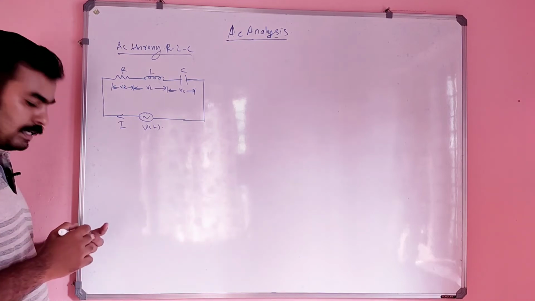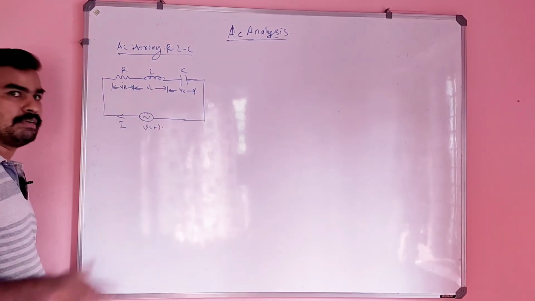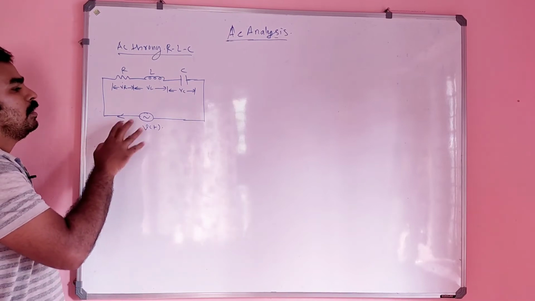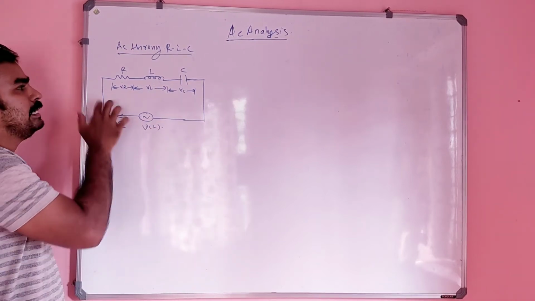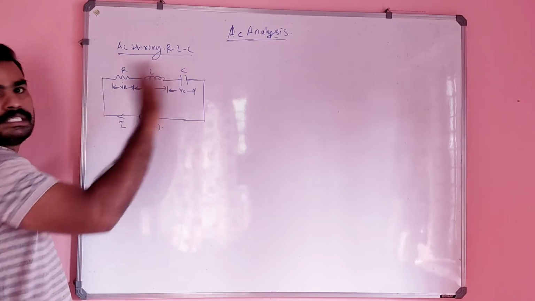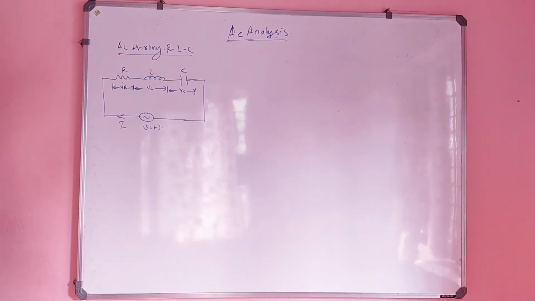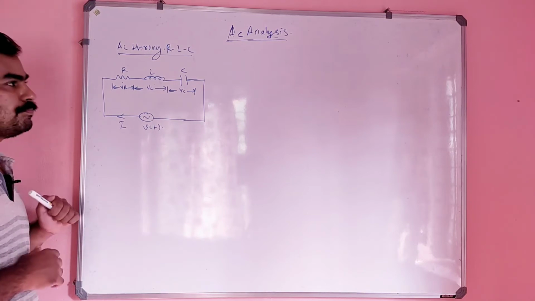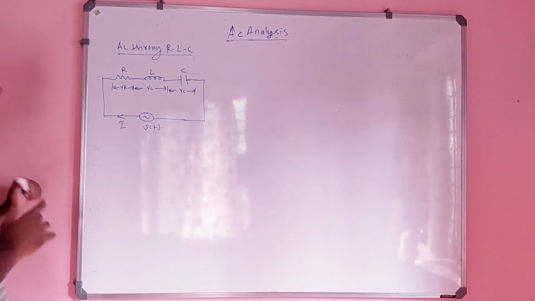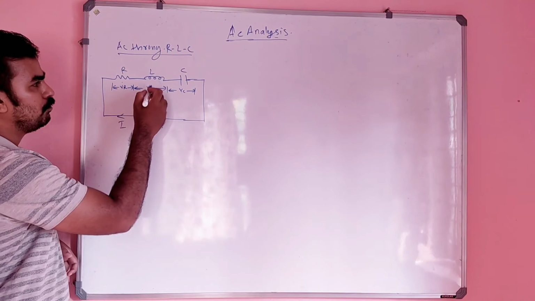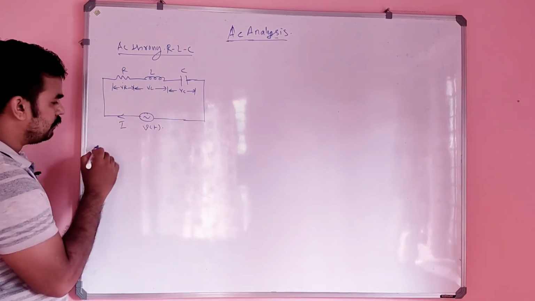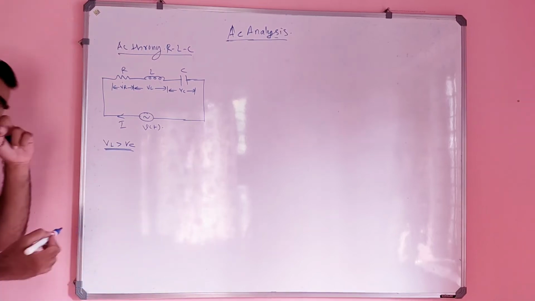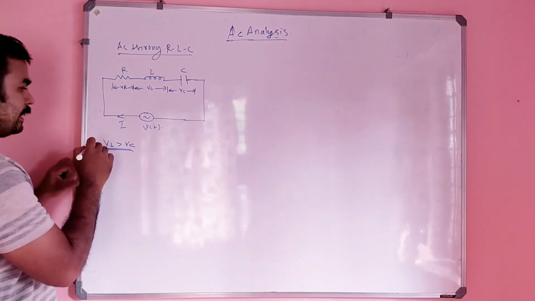See, this is an RLC circuit. So V of t is the voltage, and I is the current, with VR, VL, VC, you know all this. So there are two possibilities. First, let's take the voltage drop across VL is greater than VC. Say it is case 1.